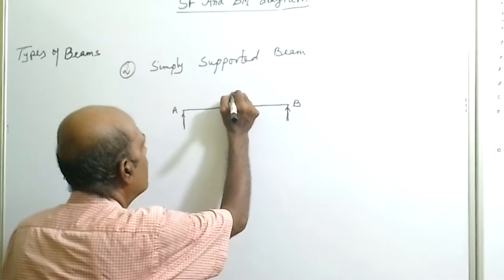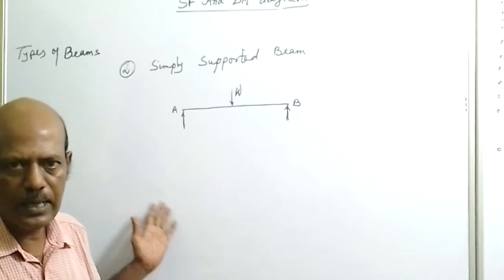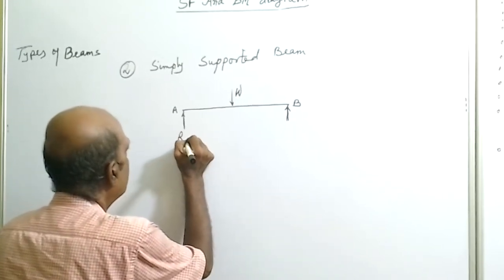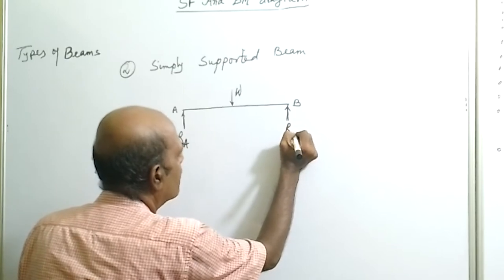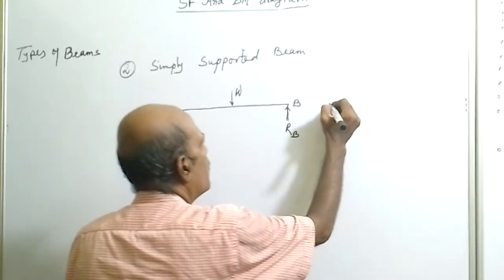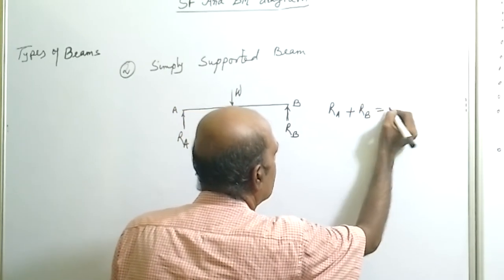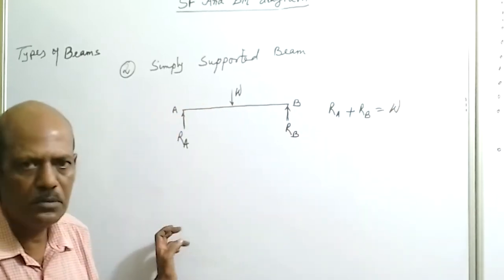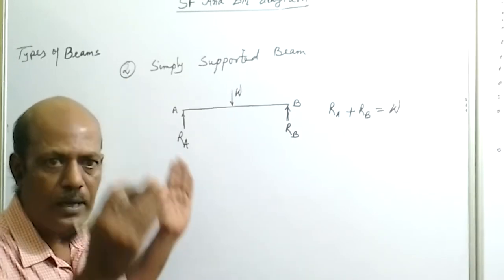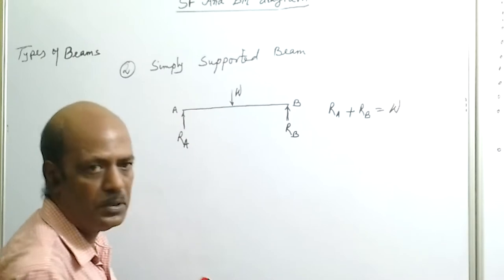Here, say load W is acting. W is the vertical load acting on the beam. Let the reactions developed at support A and support B be RA and RB. Here also the vertically downward load will be equal to the reactions developed at the supports, that is RA plus RB is equal to W. The beam whose ends are resting over two end supports is called a simply supported beam.